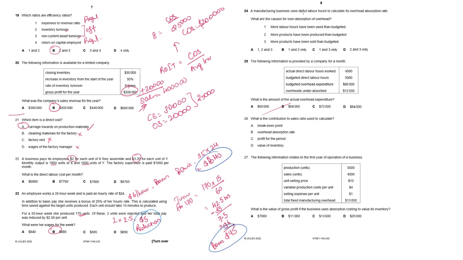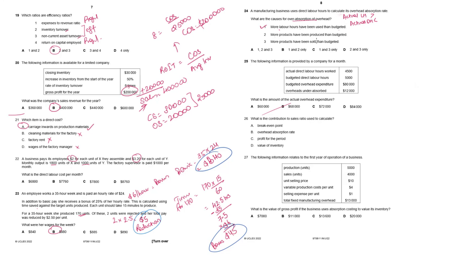A manufacturing business uses direct labor hours to calculate its overhead absorption rate. What are the causes for over absorption of overheads? If you remember, there are 2 reasons possible for over absorption of overheads. One is actual labor hours are greater than what was budgeted, or the actual overheads are less than what was budgeted. So let's read these statements. More labor hours have been used than budgeted. Yes, option 1 is correct. That falls under our first statement.